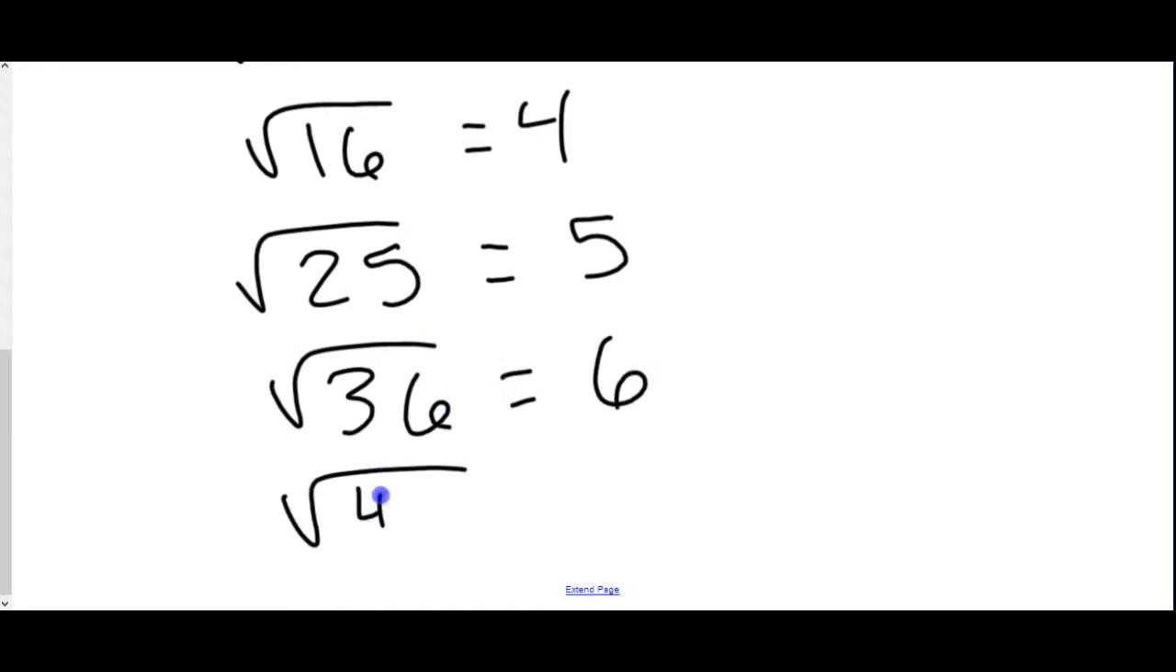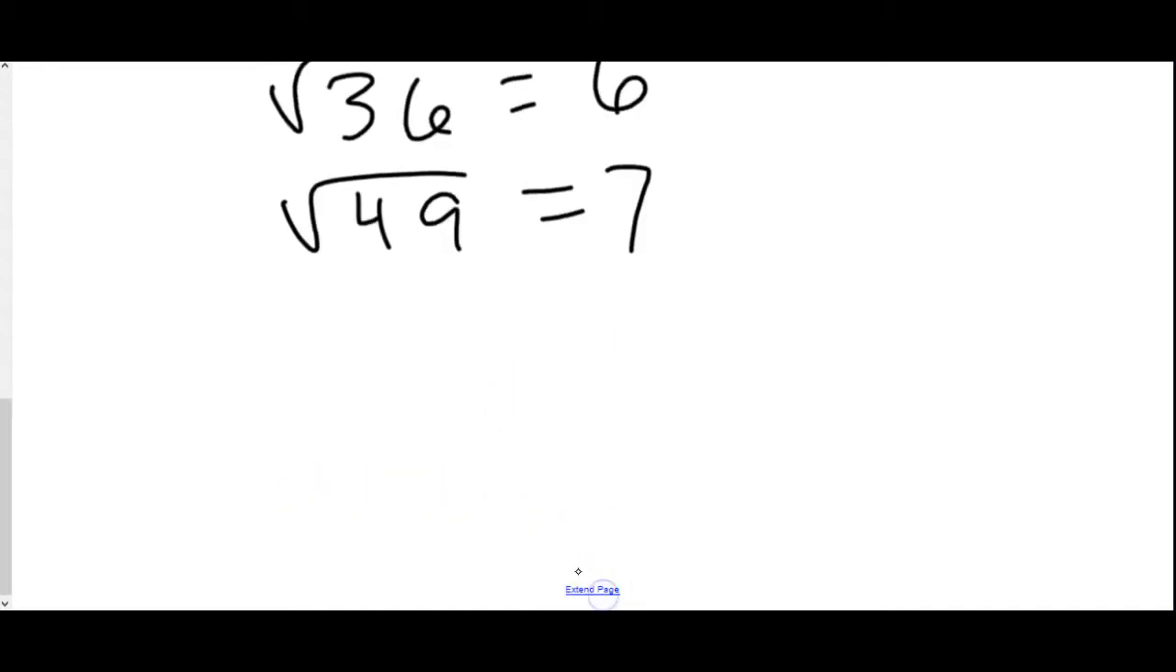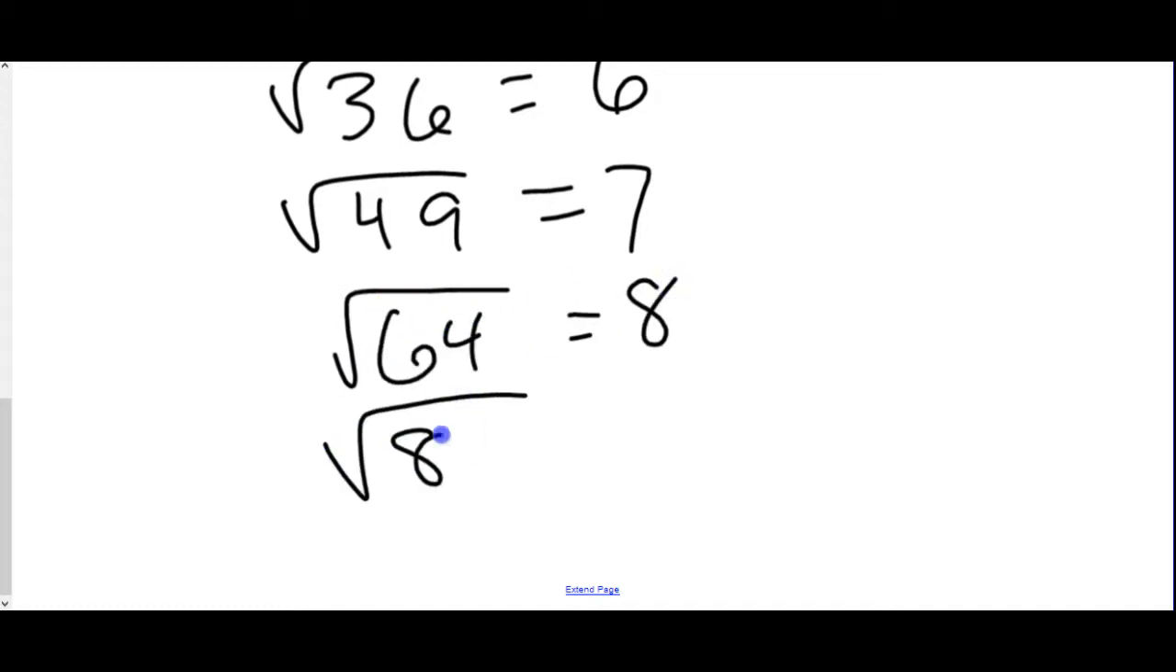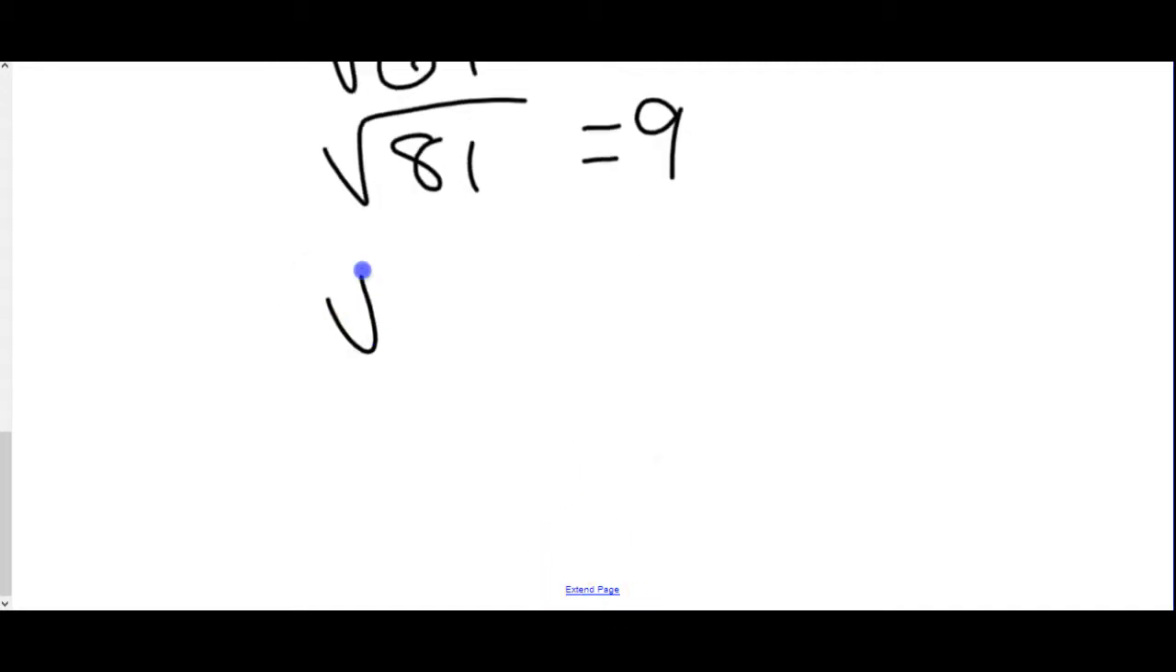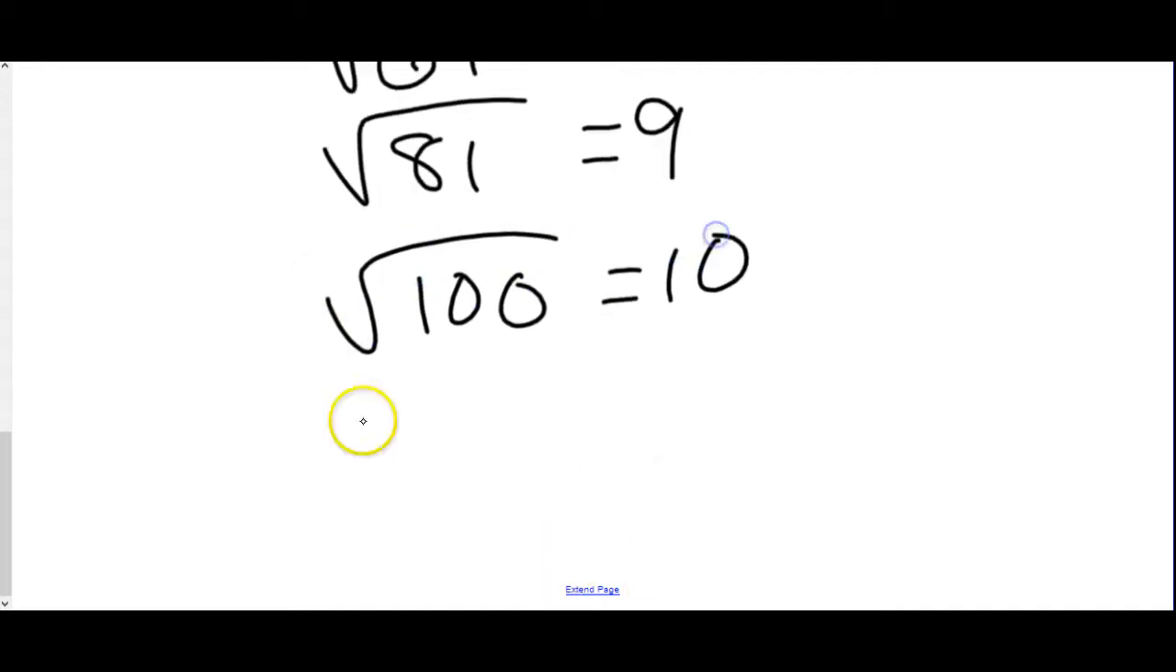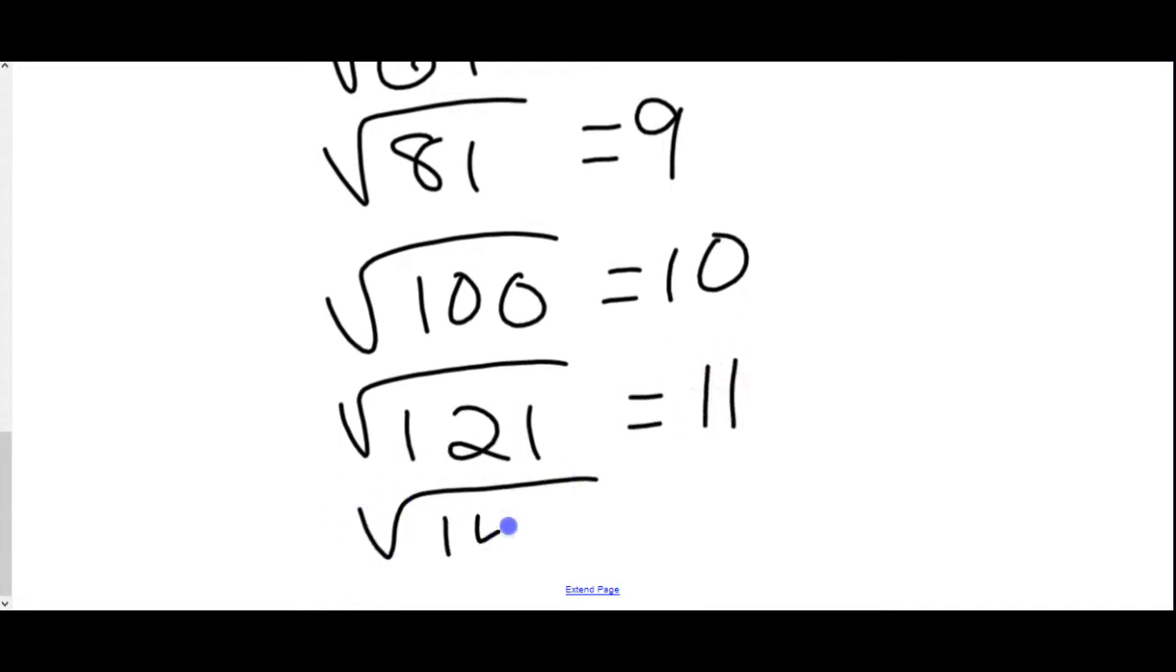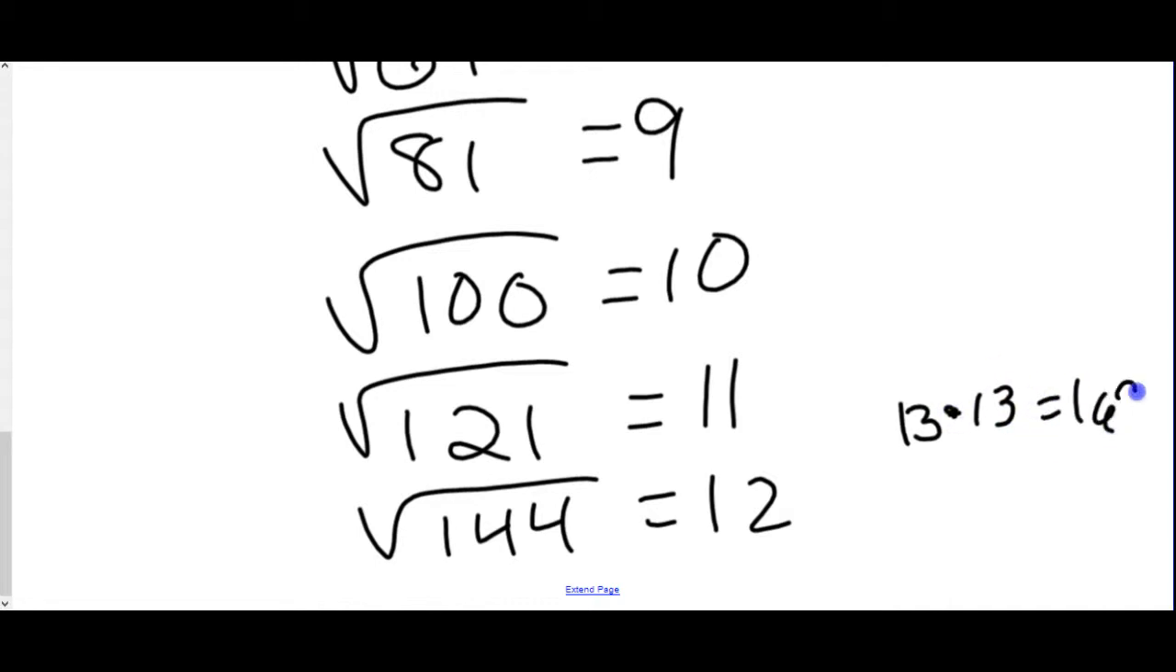Square root of 36 would be 6. Square root of 49 would be 7. Square root of 64 would be 8. Square root of 81 would be 9. Square root of 100 is 10. Square root of 121 is 11. And square root of 144 is 12. That should be enough. If you want to make more, you would just have to keep multiplying. You'd say, okay, 13 times 13 is 169, so square root of 169 is 13. So you can make your chart longer, but those are the good ones to know.